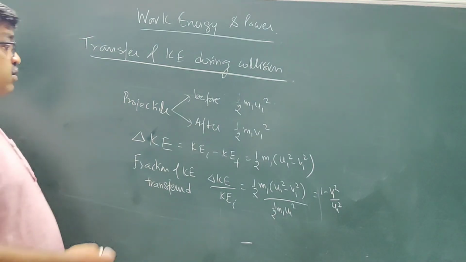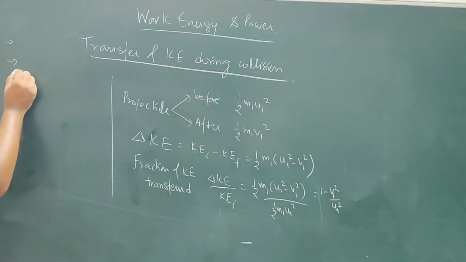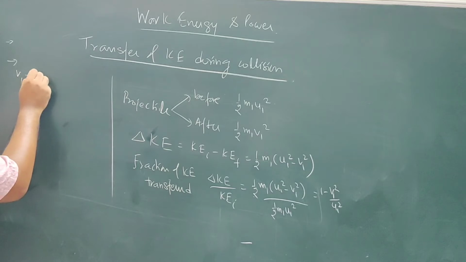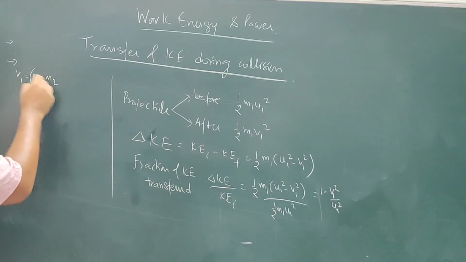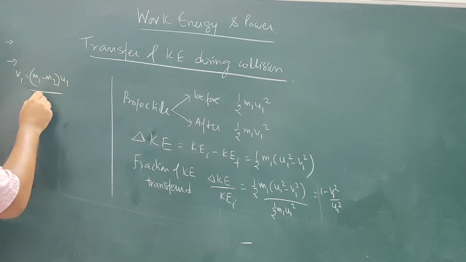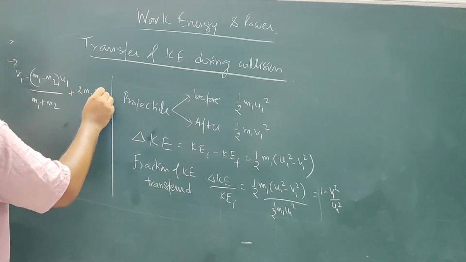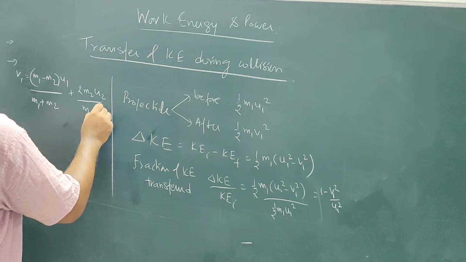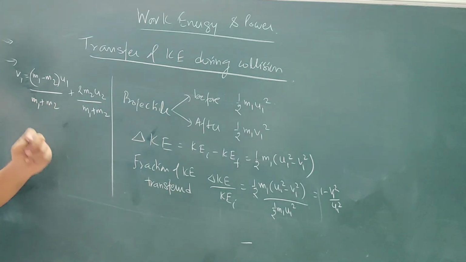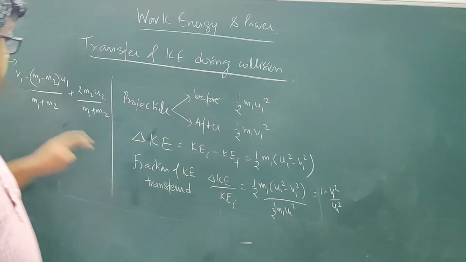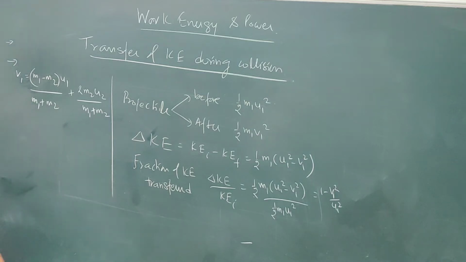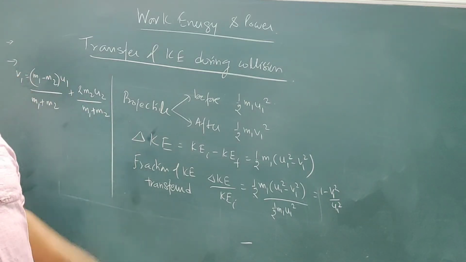Now we have got v1 as m1 minus m2 times u1 divided by m1 plus m2, plus twice m2 u2 divided by m1 plus m2. See, this equation is very useful. Here also it is required. This is the velocity of this projectile after collision.